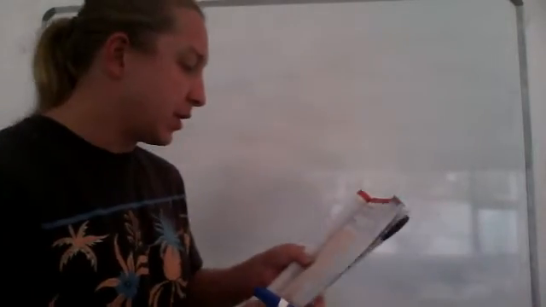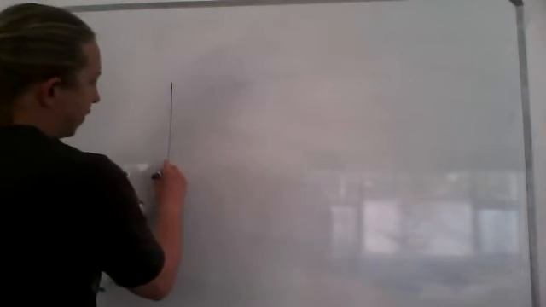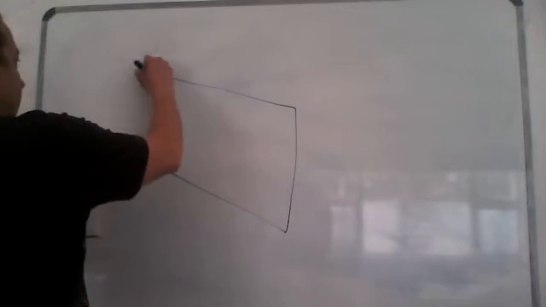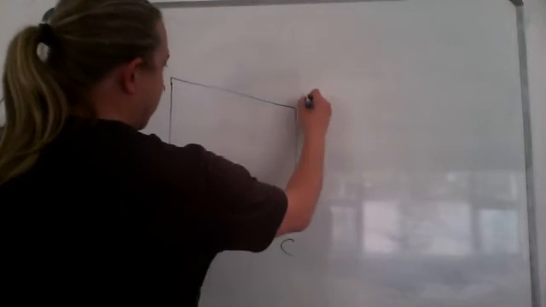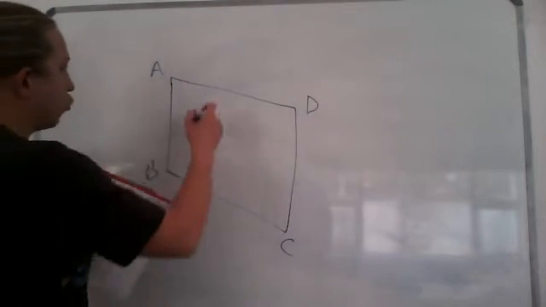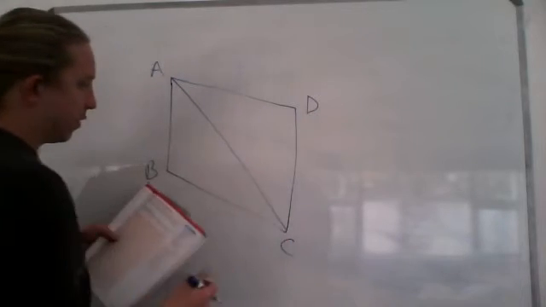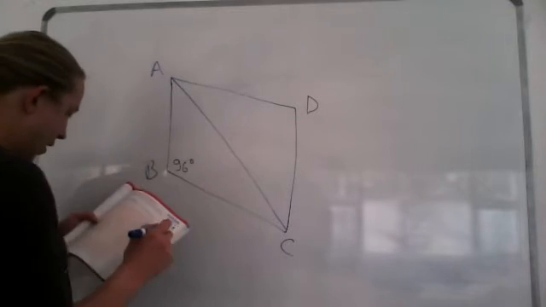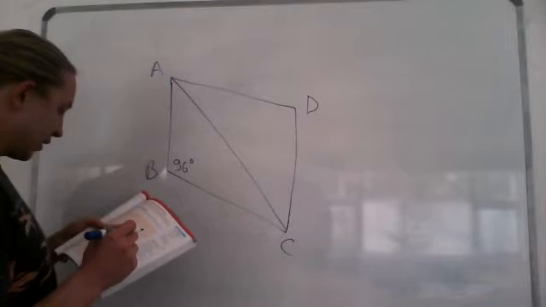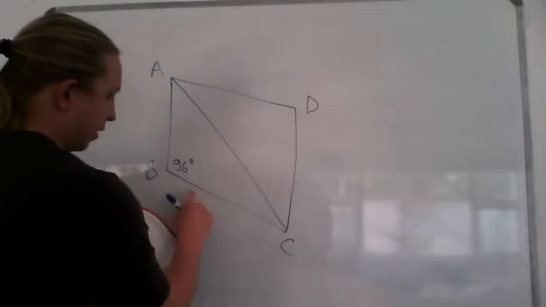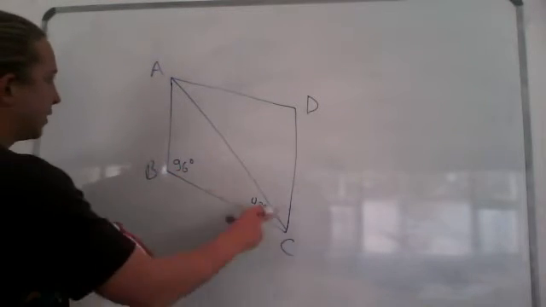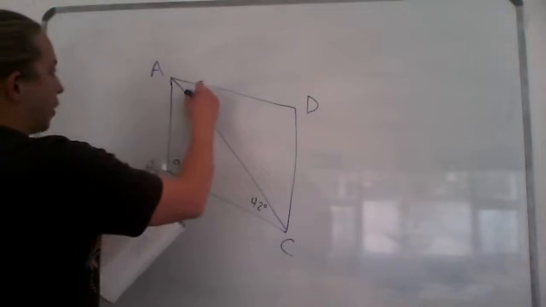Cool. Let's draw this diagram first. We have the quadrilateral, and we call it A, B, C, D. Then they draw in AC, there it is. Then let's look at the info. Angle B is 96 degrees, and BCA equals CAD, which is 42. So BCA is 42 degrees, and CAD is also 42 degrees.